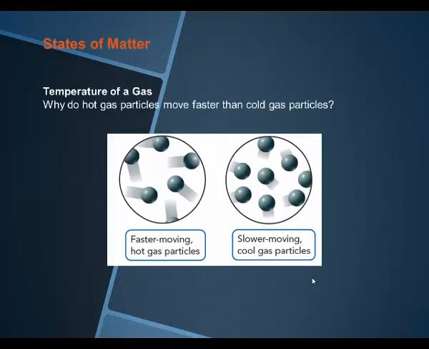Temperature of a gas. Why do hot gas particles move faster than cold gas particles? Faster moving hot gas particles are going to move that way because of the energy that's supplied to them. The warmer a substance is, the more active those particles are going to be.